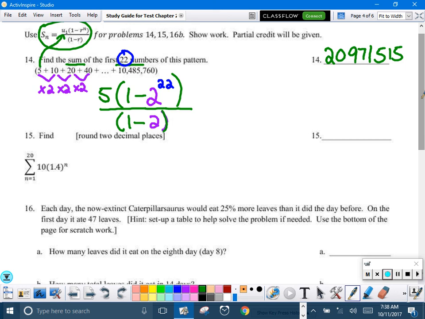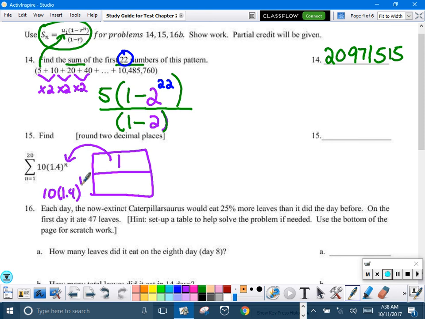Okay, problem 15. We're going to do the same thing, except we have to figure out what the first number of the pattern is, and only the first number in the pattern. So we're going to need to plug the 1 in and find that. So 10 times 1.4 to the first power. Okay, so the first number in the pattern is 14. Everything else is given to us.